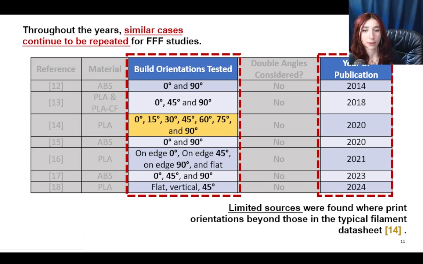Limited sources were found where print orientation goes beyond the typical ones that are explored in datasheets, so typical would be 0, 90, 45. There was a reference that we found in 2020 where they did explore further orientations like 15 degrees, 30, 60, 75. But again, it was very difficult to find papers where they explored build orientation beyond the typical.